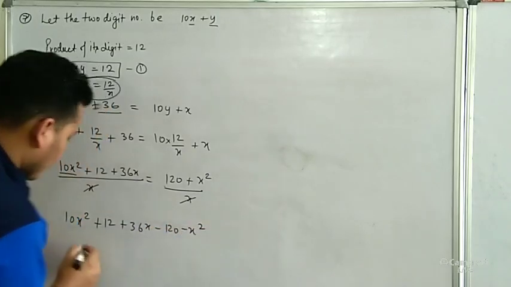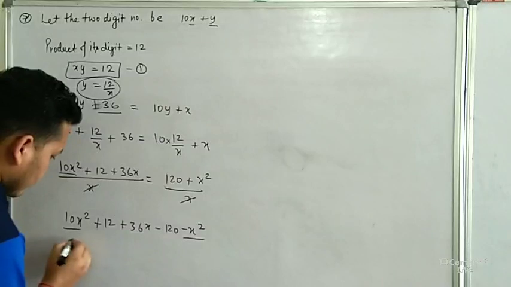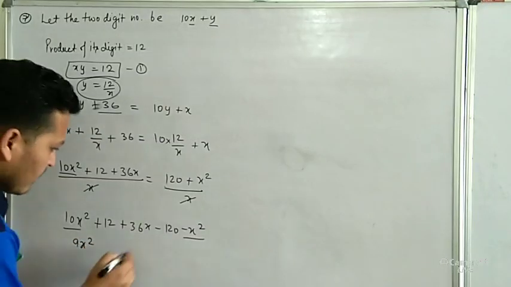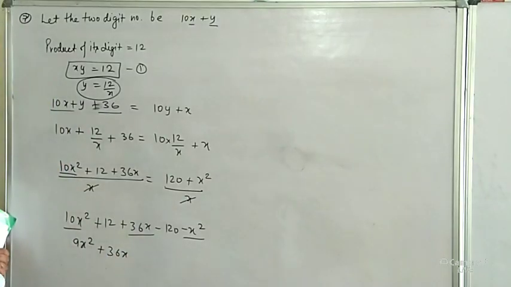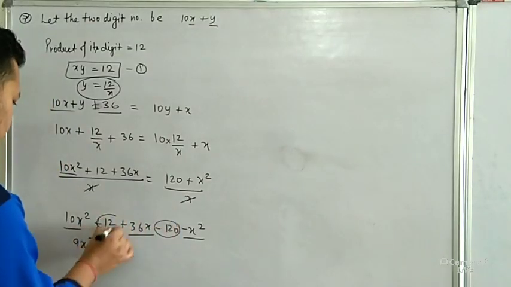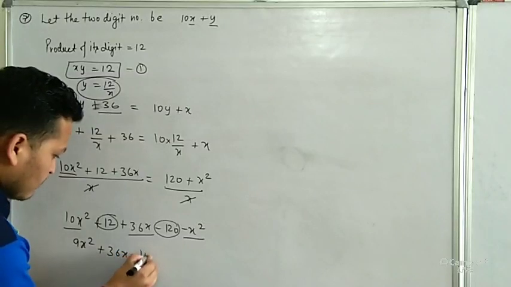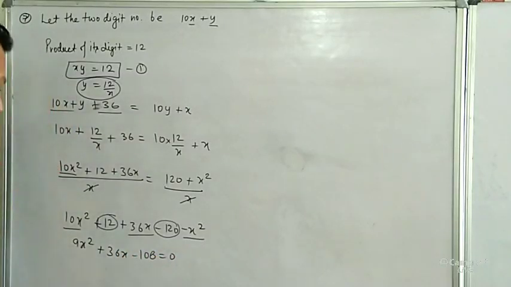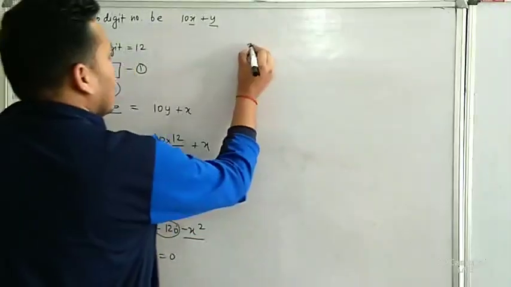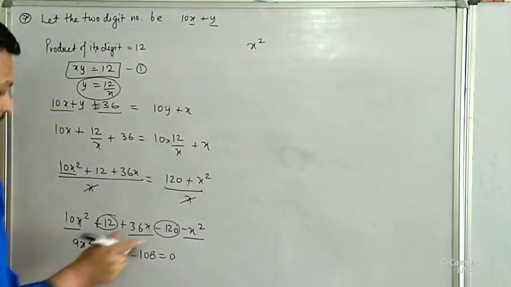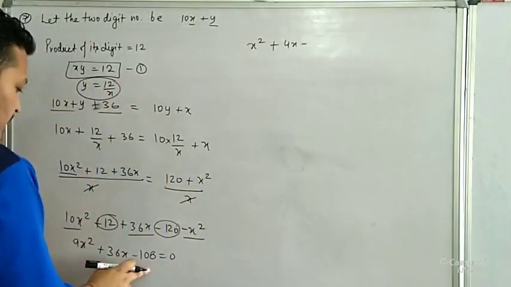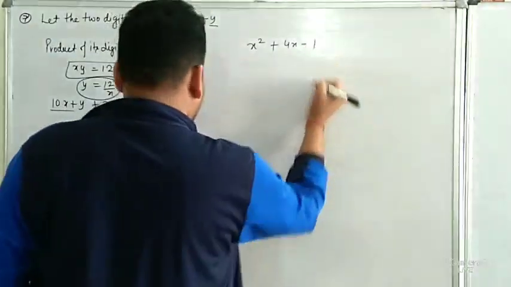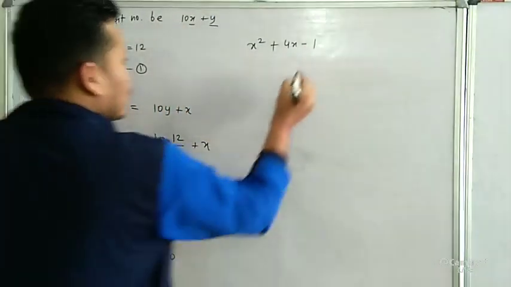and minus x square. So then 10x square minus x square is 9x square, then 36x plus 36x, and the last one is minus 120 plus 12. So it is minus 108 is equal to 0. If there is a common factor, we can take it out here. So 9 is common. So x square plus 4x, since 4 times 9 is 36, x minus, and 12 times 9 is 108. So 9 ones are 9 and 9 twos are 18.